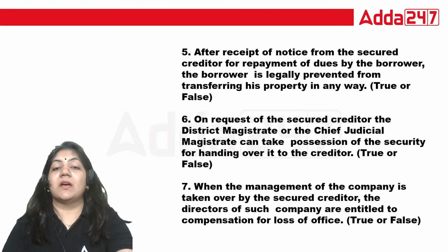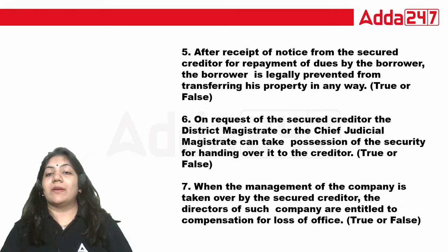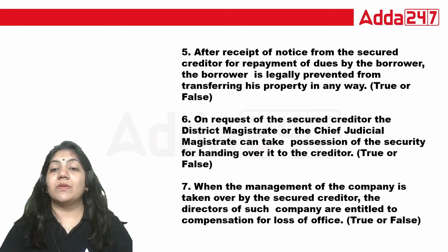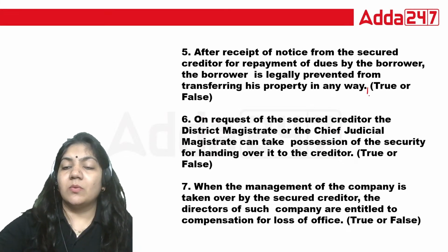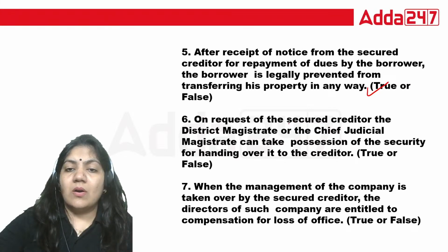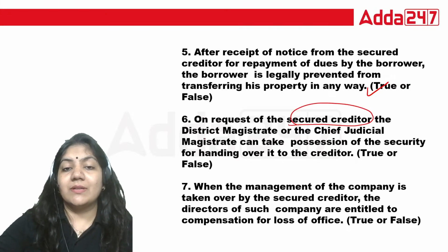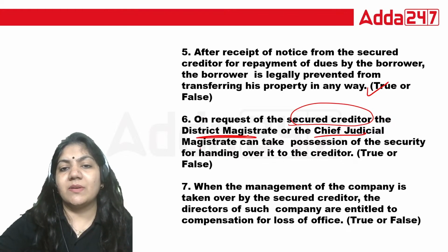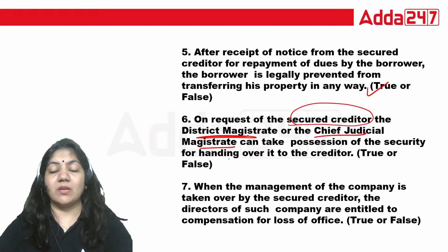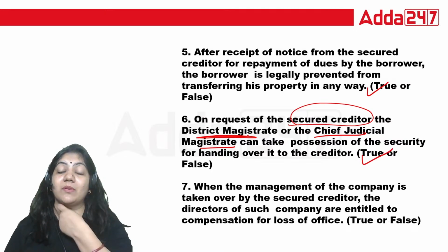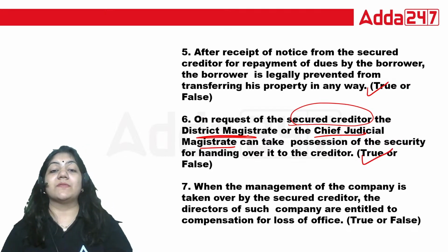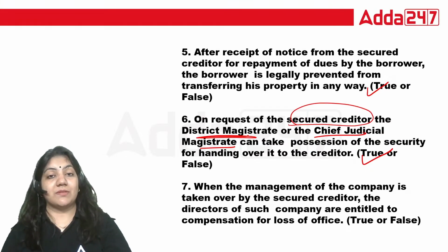Okay. Next. After receipt of notice from the secured creditor for the payment of dues by the borrower, the borrower is legally prevented from transferring his property. This is absolutely true, yes. The borrower cannot transfer the property. On request of the secured creditor, the district magistrate and the chief judicial magistrate can take possession of security for handing it over to the creditor. That is absolutely true. Okay, because yes, we can take the help of the district magistrate and the chief judicial magistrate.